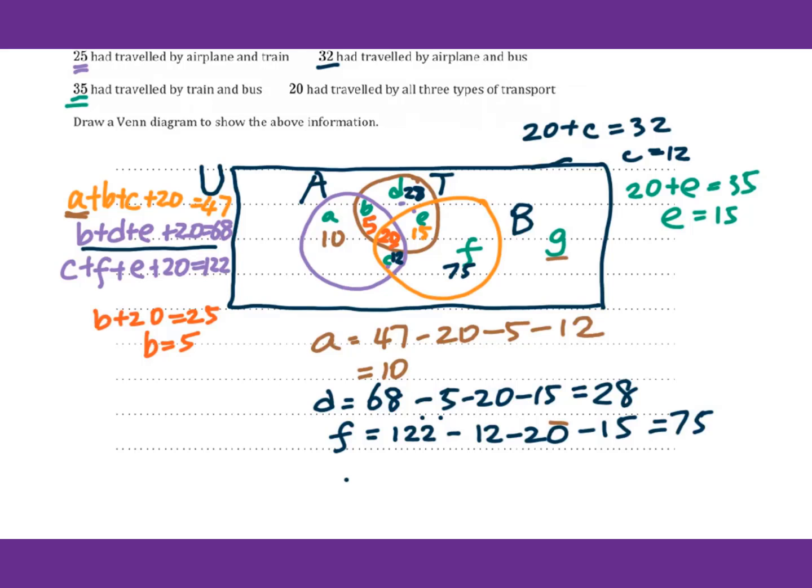For G, you can do 180 minus, for bus, it's 122. Then you minus 10 minus 5 minus 28 equals 15.